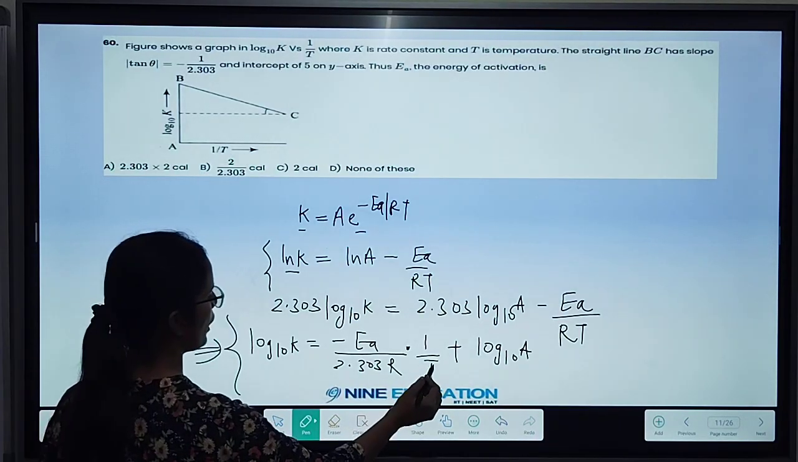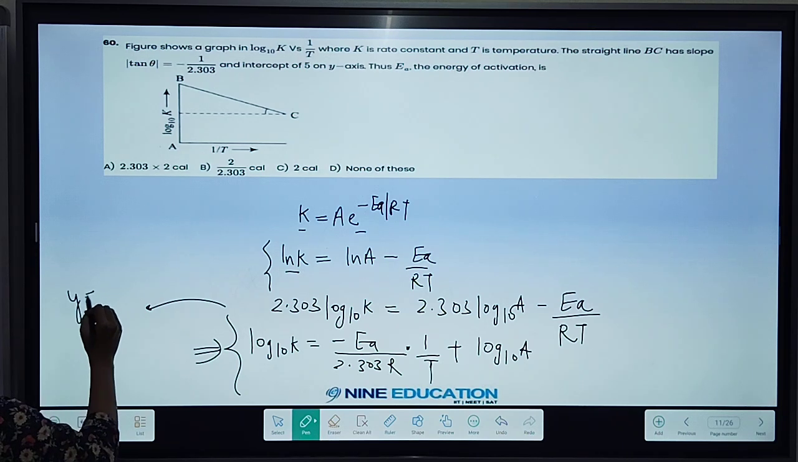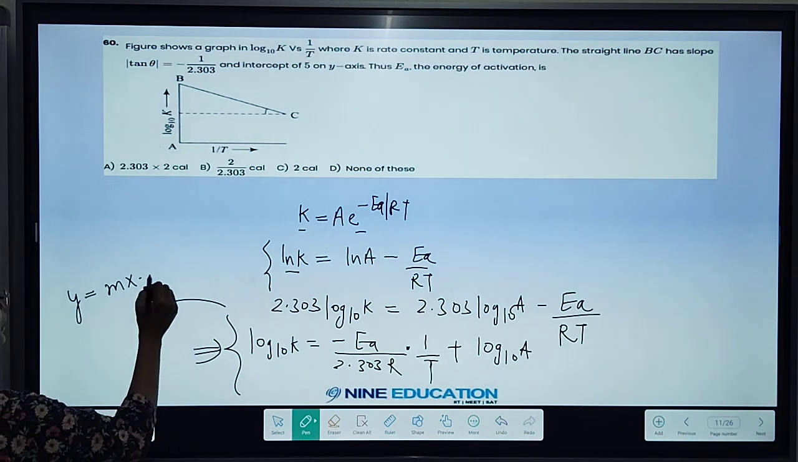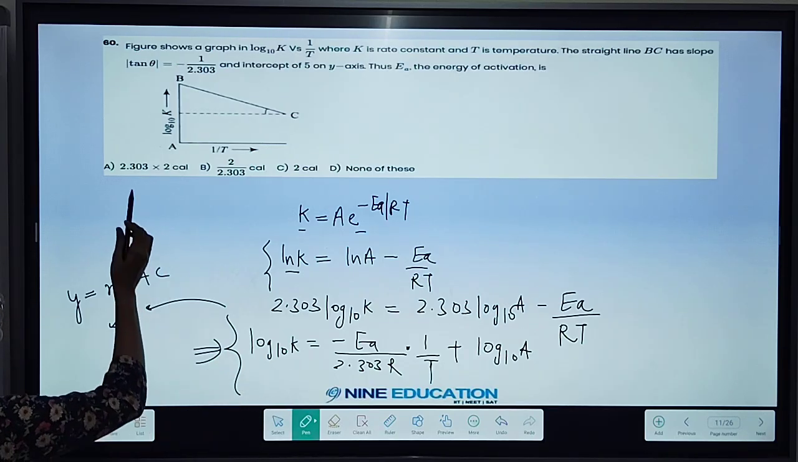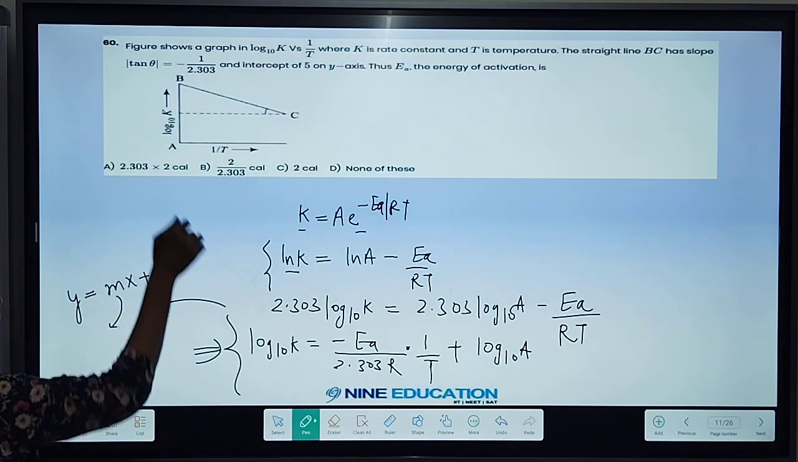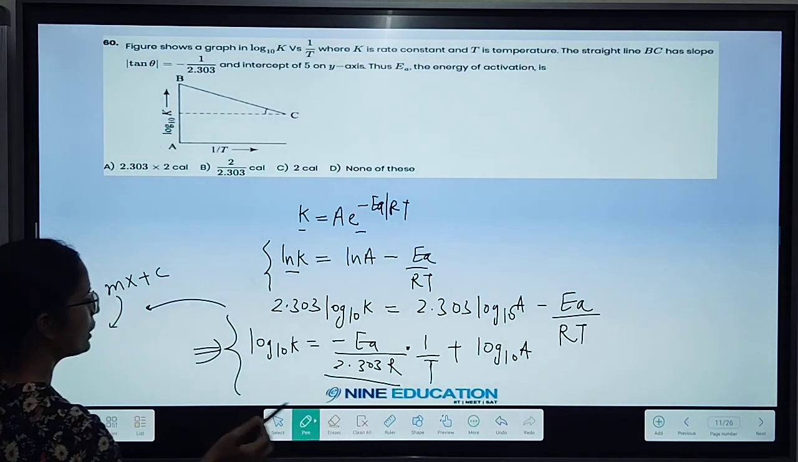Now if I try to draw the graph for this equation, it is the equation of y equals mx plus c, where log 10 k is on the y-axis and 1 by T is on the x-axis, so m will be simply the slope.